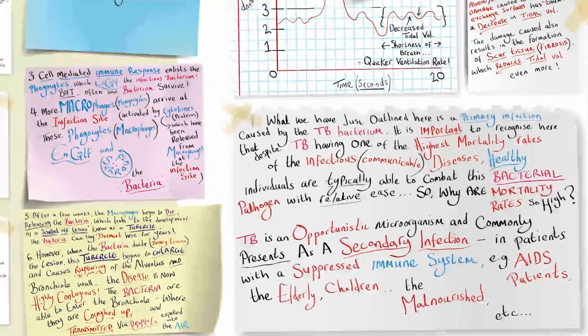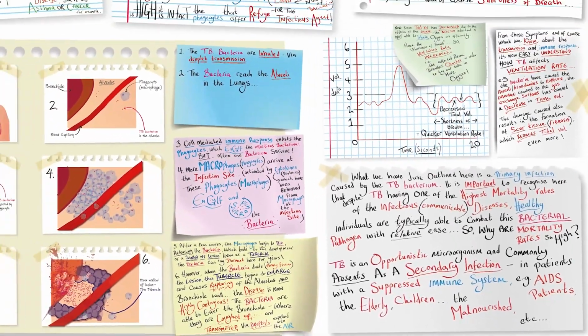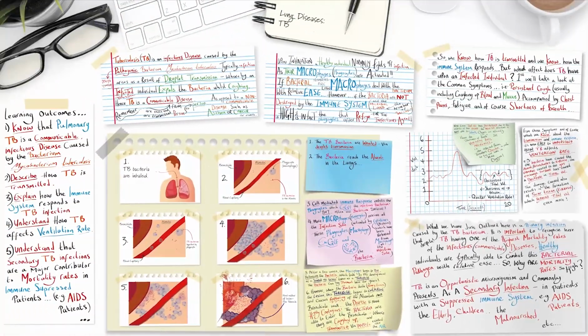And that, guys, brings us to the end of this revision session looking at the key points of TB. The important points to take from all of this are: 1, be able to describe the transmission and course of infection of pulmonary tuberculosis. 2, know that TB reduces tidal volume and increases ventilation rate. Give reasons why. And 3, understand that TB is a major contributor to mortality rates in immunosuppressed individuals.